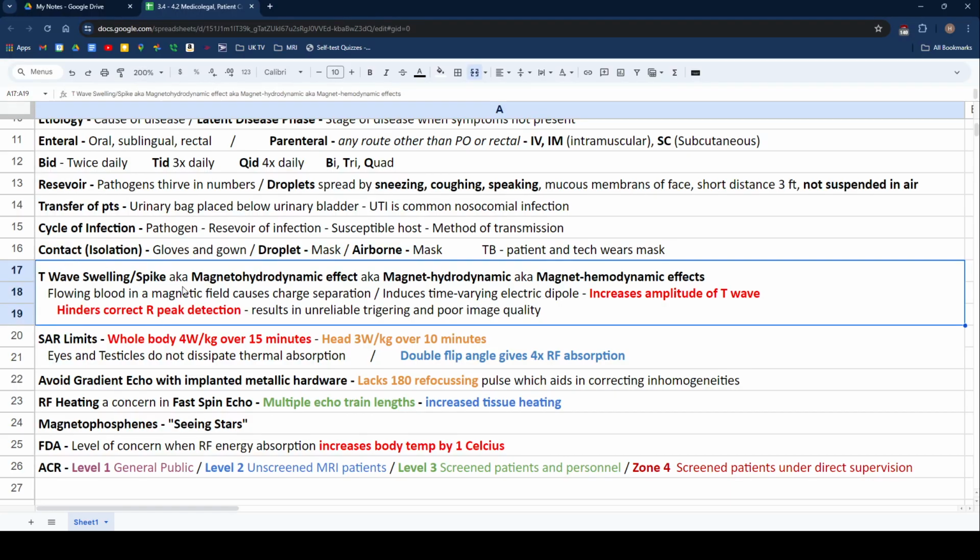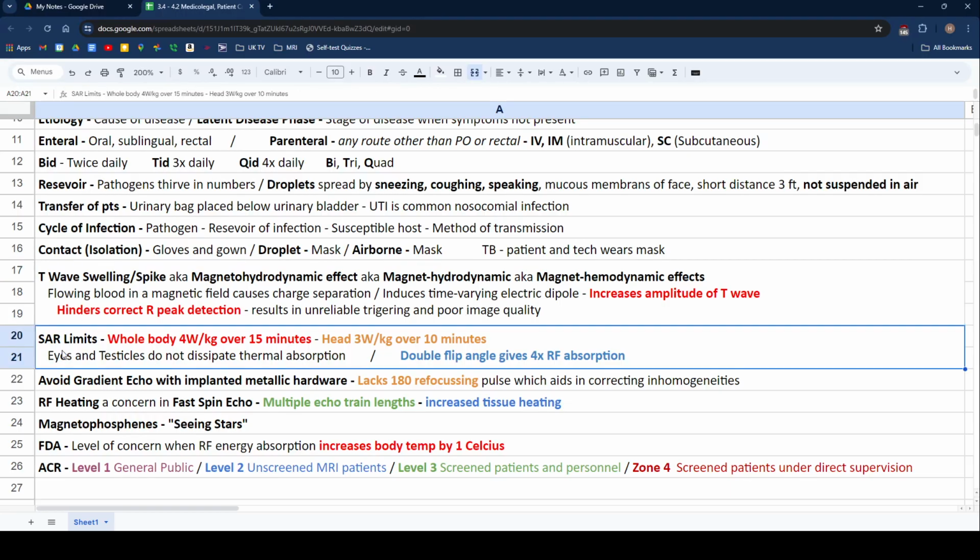T-wave swelling or spikes, lots of names, aka magnetohydrodynamic effect. The flowing blood in a magnetic field causes charge separation, induces time-varying electric dipole. Basically, they will increase the amplitude of the T wave. It'll hinder the correct R peak detection, giving unreliable triggering and poor image qualities, mostly for cardiac imaging.